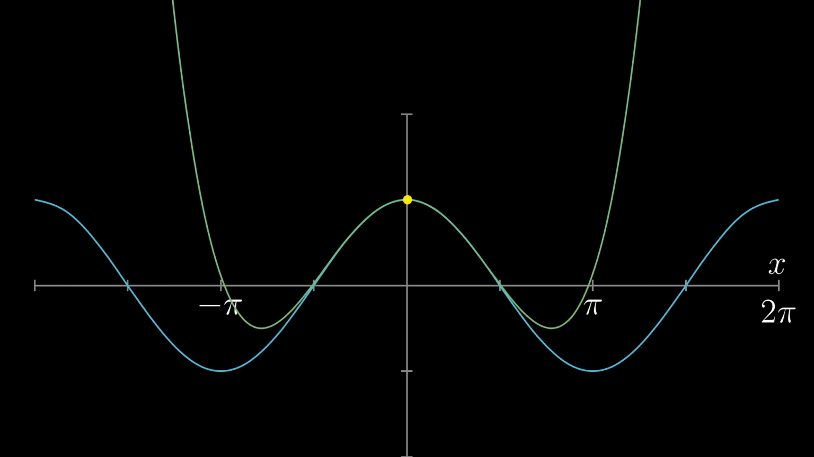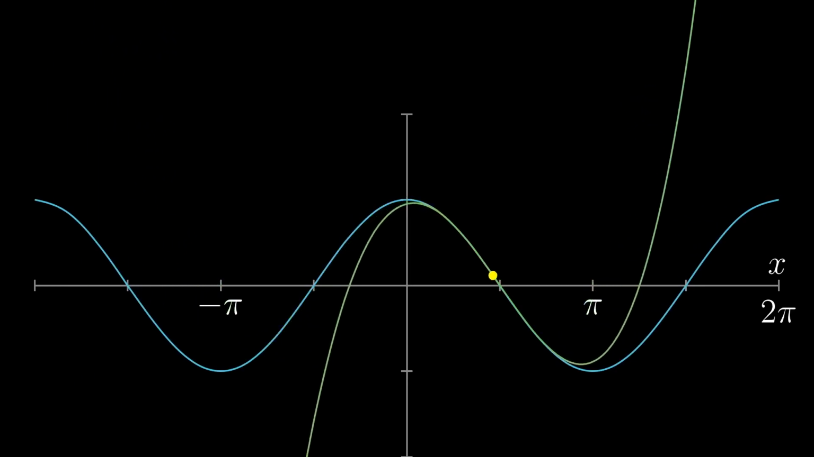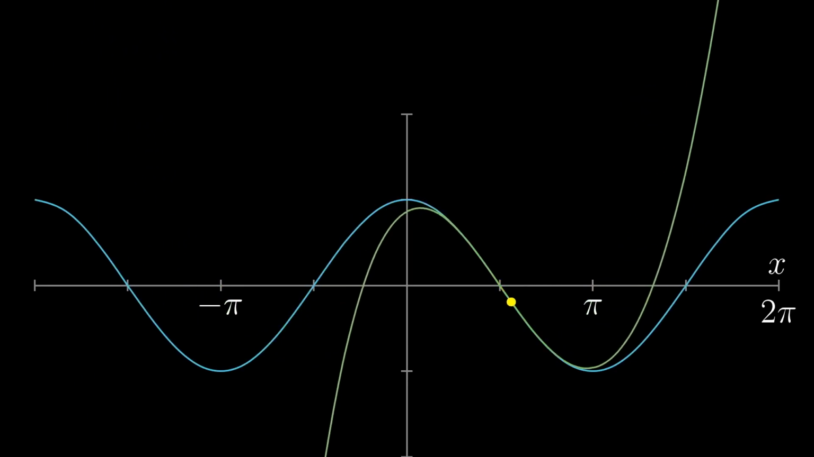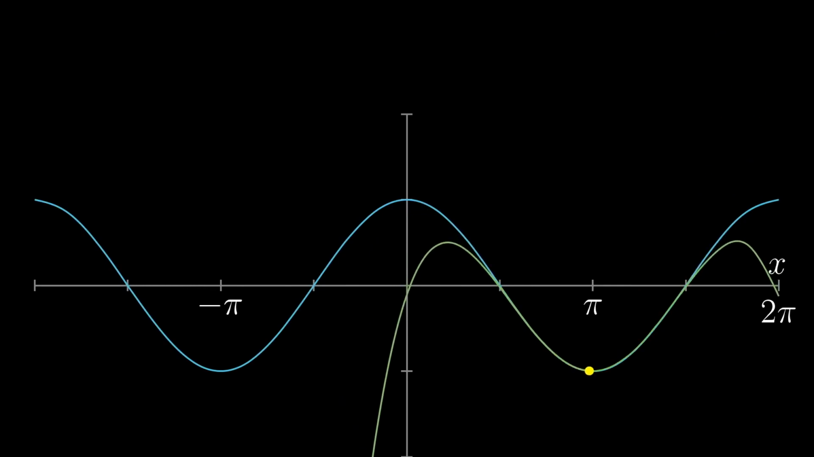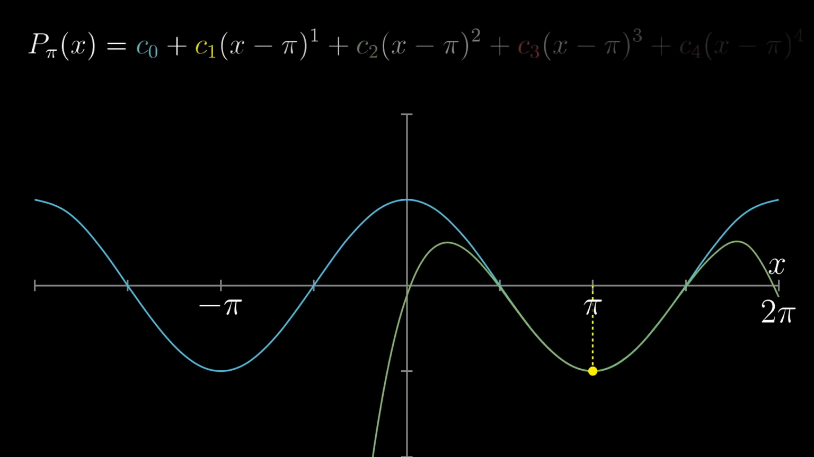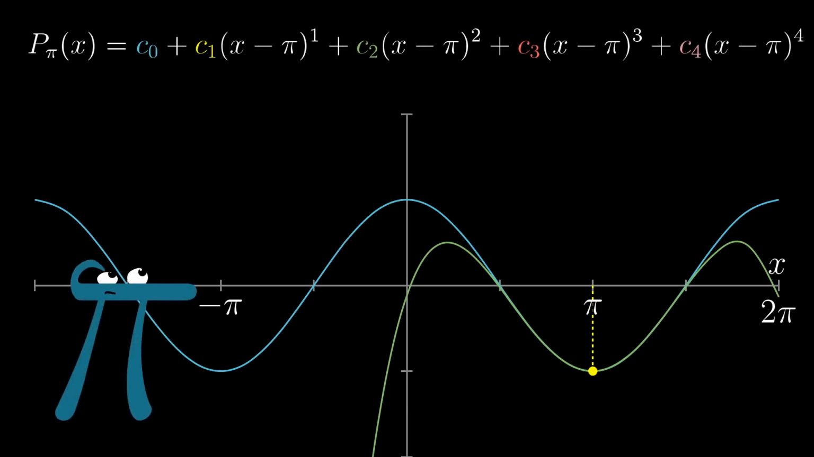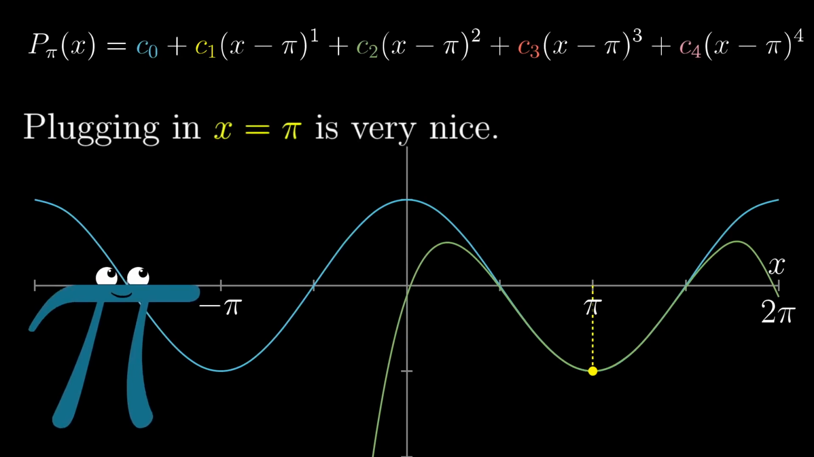If instead you were approximating near an input other than 0, like maybe x equals pi, in order to get the same effect, you would have to write your polynomial in terms of powers of x minus pi, or whatever input you're looking at. This makes it look noticeably more complicated, but all we're doing is just making sure that the point pi looks and behaves like 0, so that plugging in x equals pi is going to result in a lot of nice cancellation that leaves only one constant.